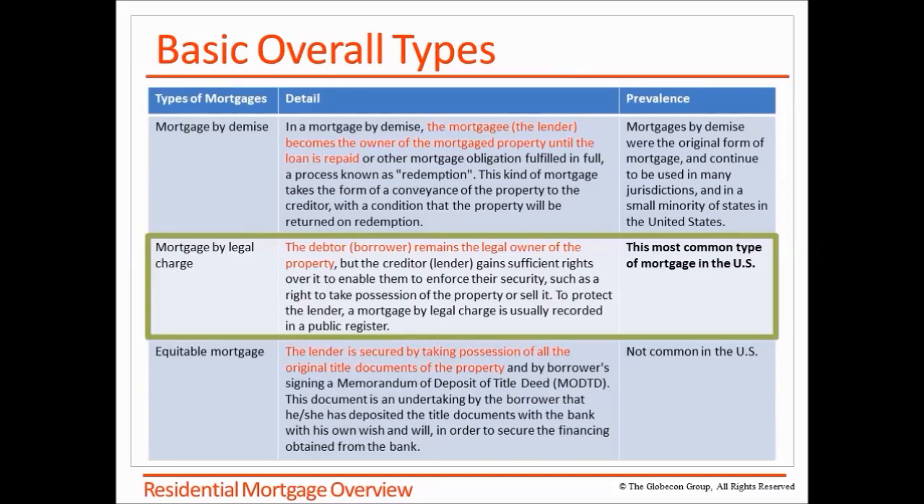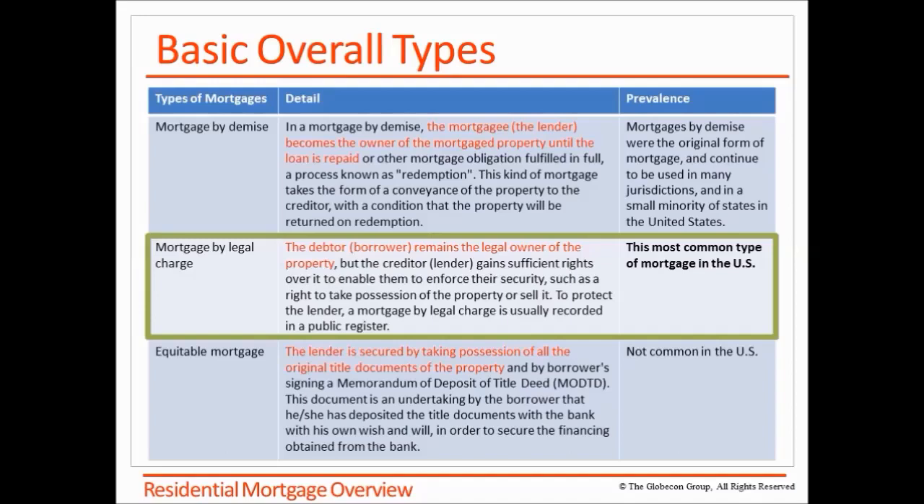So like I said, these are three main types of mortgage. The one on top and the one on bottom are not very common in the U.S., and the main mortgage type is in the center in the green box, and that's mortgage by legal charge. And that's really where the debtor or borrower remains the legal owner of the property.